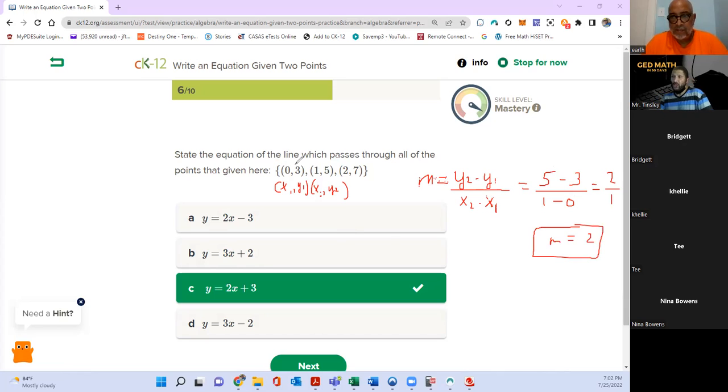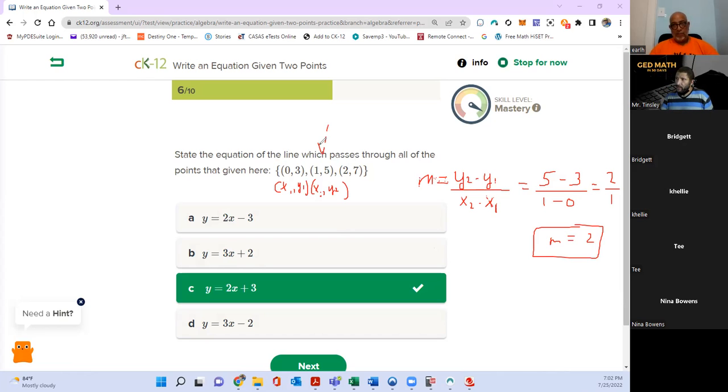Okay, I'm going to use 0 and 3. Could I use 1 and 5? Could I use 2 and 7? Yes. But what I'm trying to show you is once you identify x is 0, you already have your y-intercept. There's no work for you to do. When you see 0, 3, when you see 0, 7, when you see 0, 9, when you see x is 0, that's your y-intercept. But I'm going to prove it to you.